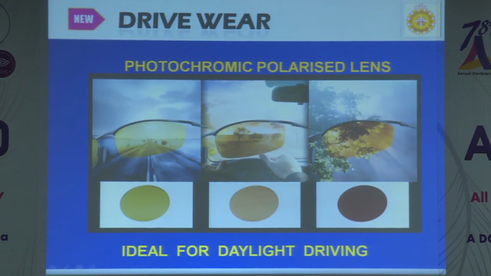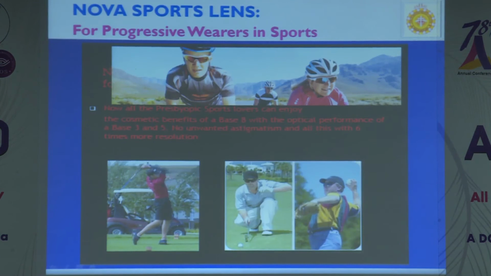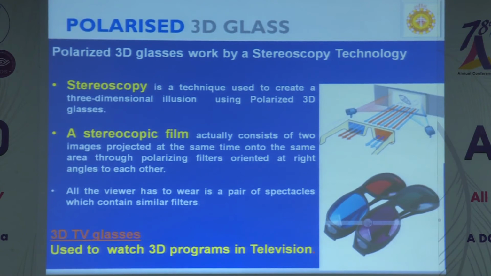For those interested in sports, there are special lenses available for sports with photochromic polarized, and depending upon your power it can also be incorporated. Those who play golf and everything, with the prospective edge, can have a progressive Polaroid lens also available. Polarized 3D glasses are also available when you want to view the computer or film, or even the microscope, which also came with 3D recording. If you want to view that, you should use a 3D glass. Now, 3D glass with power is also available.